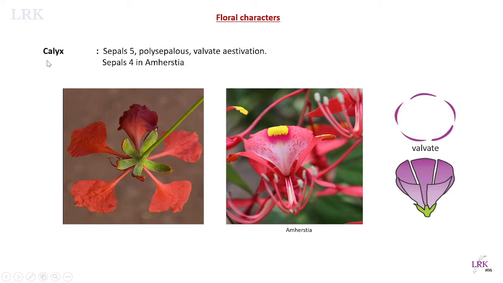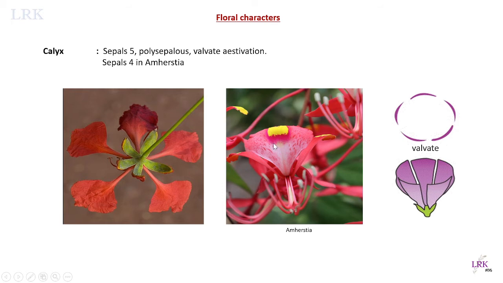The first one, the outermost whorl, is the calyx. And how is the calyx? Usually five, but rarely four sepals are seen in Humboldtia. Usually five, and polysepalous condition. Polysepalous means, you can see here, they are free. If they are fused, we call it gamosepalous. But here all the sepals are free. So polysepalous, and they show valvate aestivation. That means these sepals just touch, they never overlap with each other, they are very close to each other. Such type of aestivation is known as valvate aestivation. So the sepals are five in number, polysepalous, and show valvate aestivation.